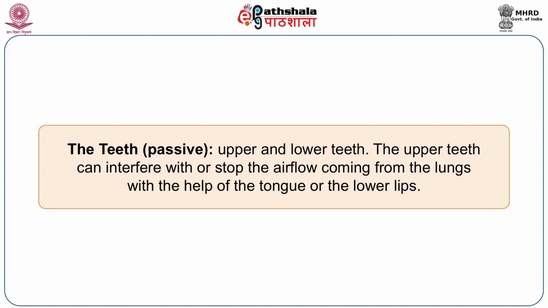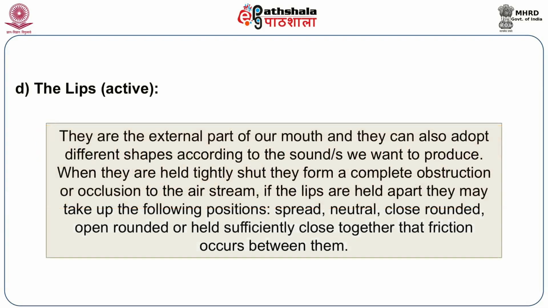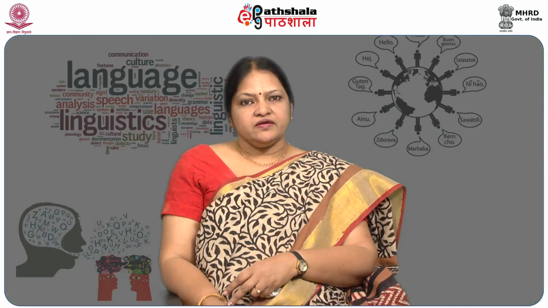Finally, we have the teeth, that is the upper and lower teeth, which can also interfere and stop the airflow coming from the lungs. And the lips, which can also adopt different shapes and therefore interfere in the passing of air from the lungs. You will get to know more of this when you study the unit on phonetics.